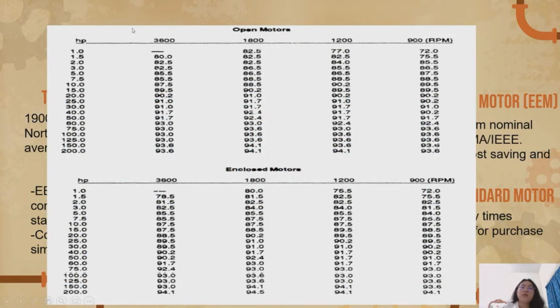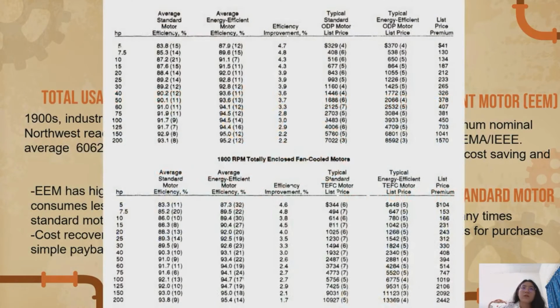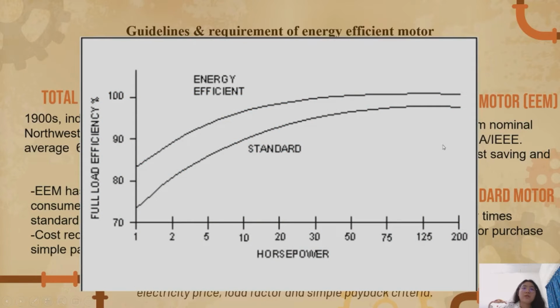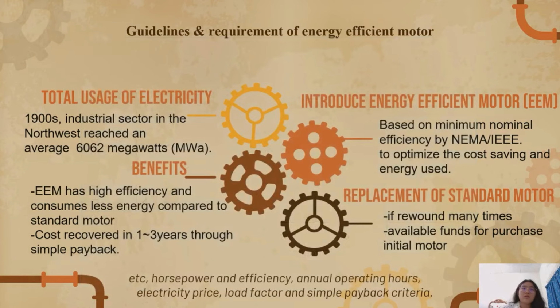This is the minimum nominal efficiency designed by NEMA or IEEE. And this is the standard motor efficiency and the EM efficiency. This is the table for the standard and energy efficient motors. And we can see the EM efficiency is higher than the standard motor. So that's all from me.